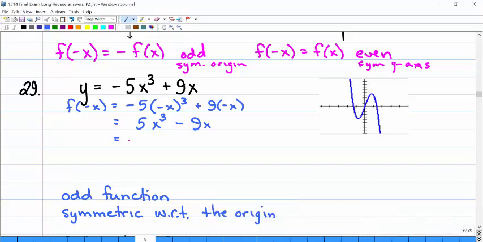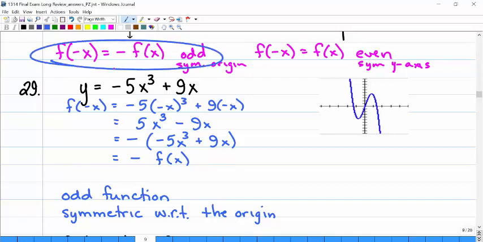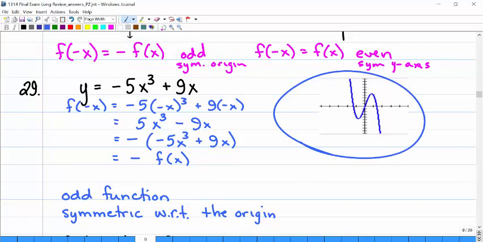So I'm going to factor a negative out, and I have -5x cubed plus 9x. Why did I do that? Because I wanted negative what I started with. And that gave me this condition. So I have an odd function, so I'm going to have symmetry with respect to the origin. And if I go graph it on my calculator, so what did I graph? I graphed this function on my calculator and got this. You can see that there's symmetry with respect to the origin.